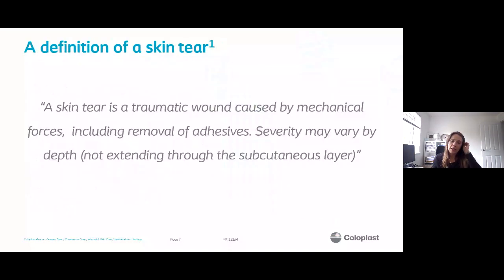So a definition of a skin tear. A skin tear is a traumatic wound caused by mechanical force, including removal of adhesives. The severity may vary by depth, but will not go through that subcutaneous layer. So we need to be thinking about how these occur, what sorts of things can cause them. We need to try and remove any of those potential causes to try and prevent rather than have to treat these skin tears.